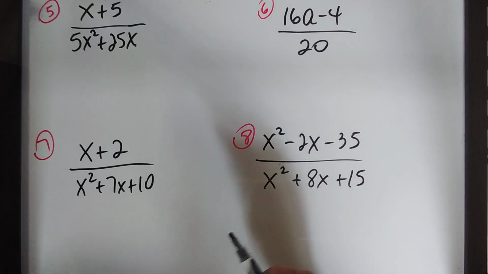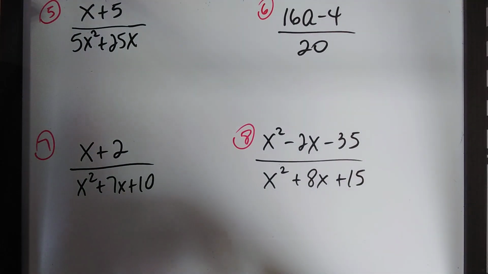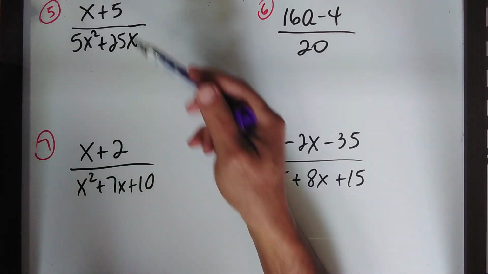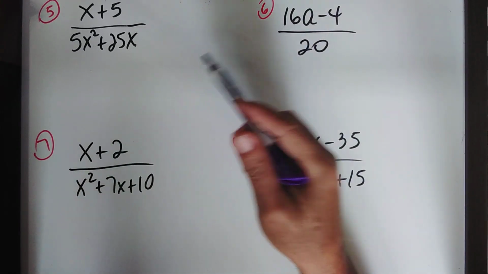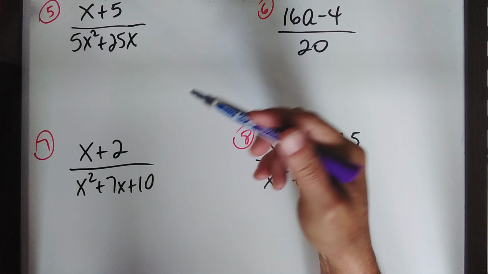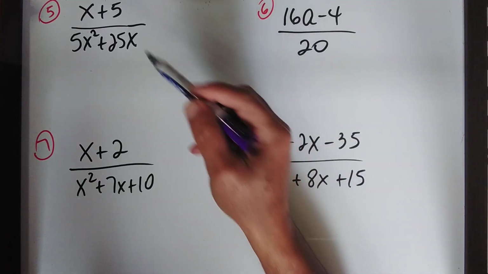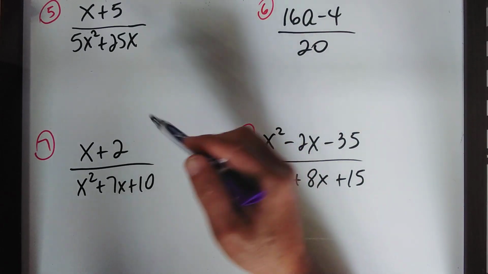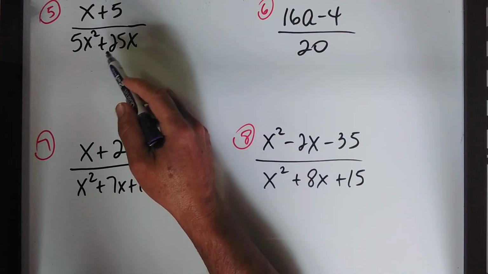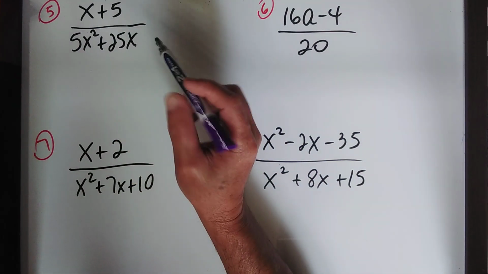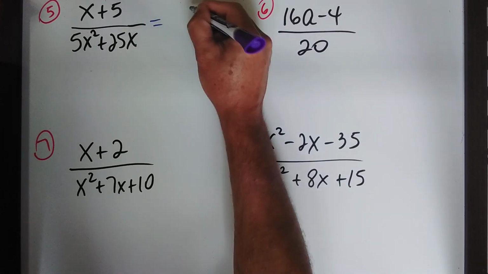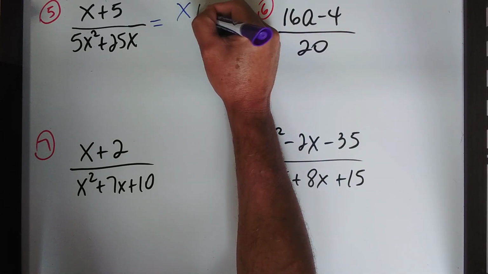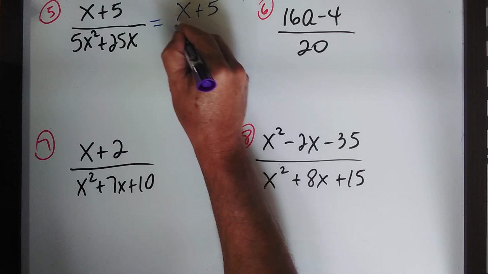So let's try this one now. Number 5. Okay, again, when you see plus or minuses anywhere, you have to try to factor, right? X plus 5, you can't factor that. What about this one down here? I see GCF going on here, so let me do it. X plus 5, cannot do anything with it.